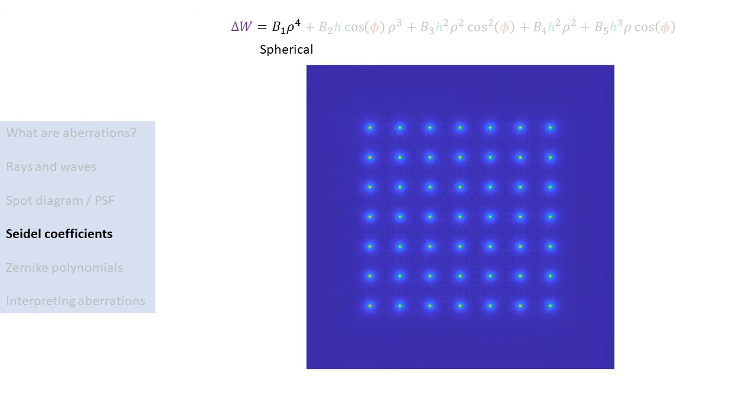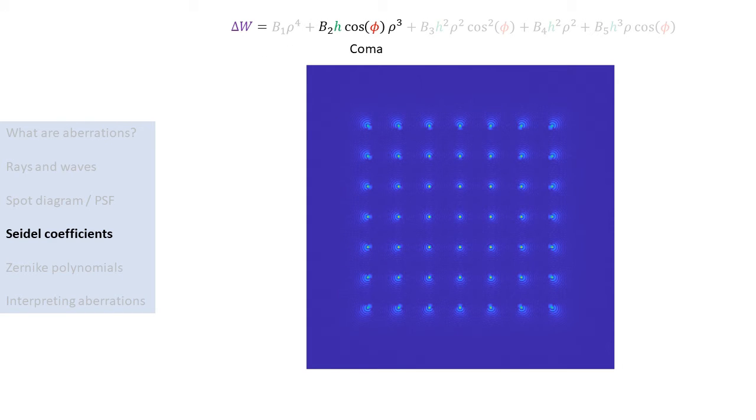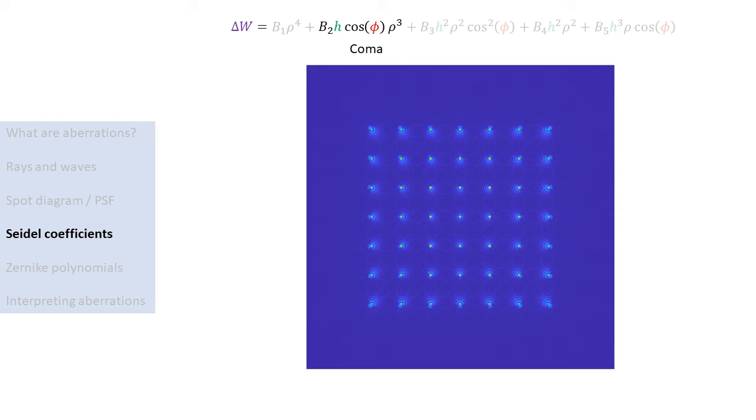We see that spherical aberration does not depend on the point source location, so all points have the same point spread function. Coma depends linearly on the point source location, so the central point spread function is unaberrated, so it's an Airy disc. The farther away you go from the central position, the more aberrated the point spread functions become. Depending on the sign of the aberration, the coma tails can point either inward or outward. Note that everything is rotationally symmetric.